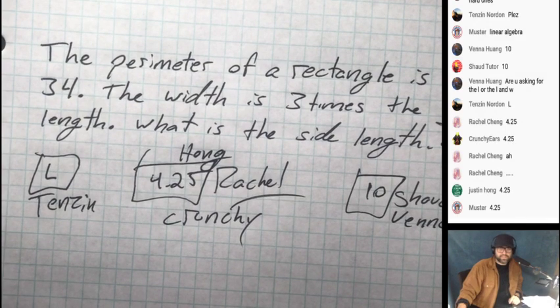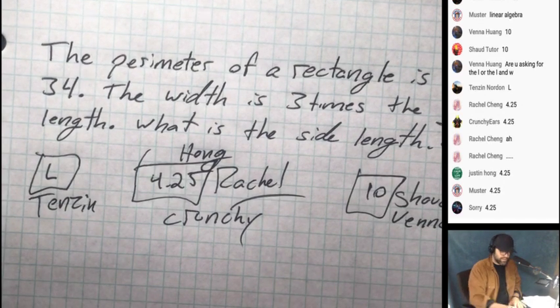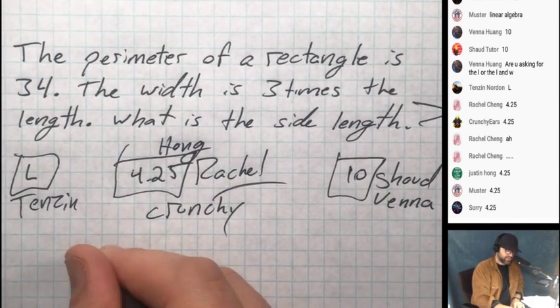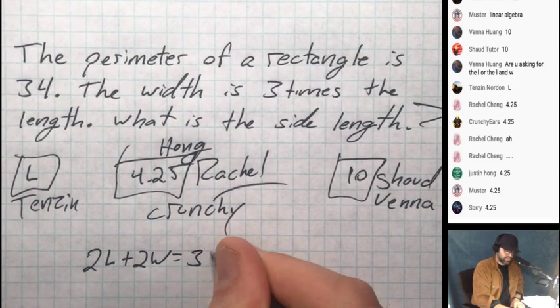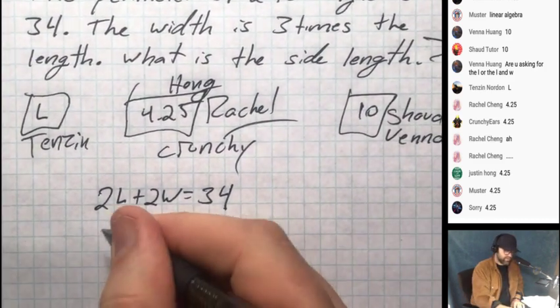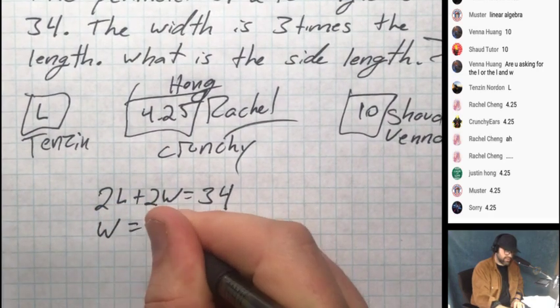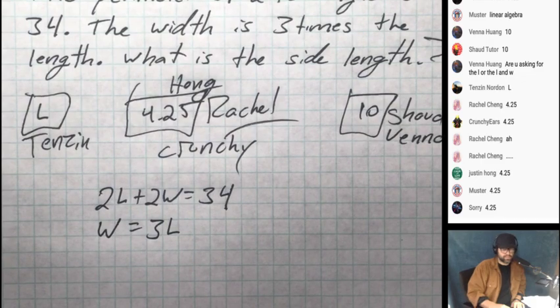Alright, so let's set this up. System of equation style. So the perimeter of a rectangle is 34. That means 2L plus 2W is going to equal 34. That's kind of our first move we need to make. And then we know that the width is three times the length. So yeah, we have a system of equations here for sure.